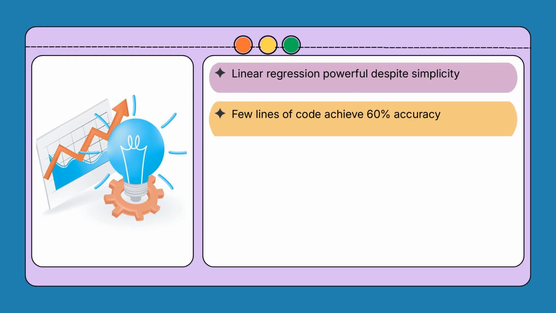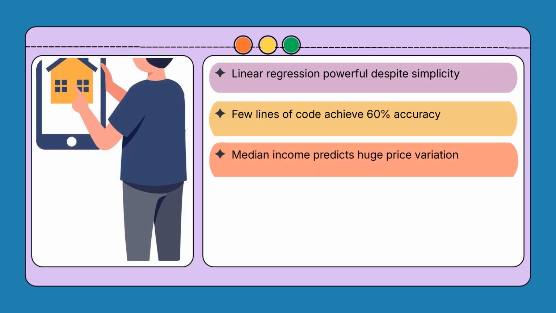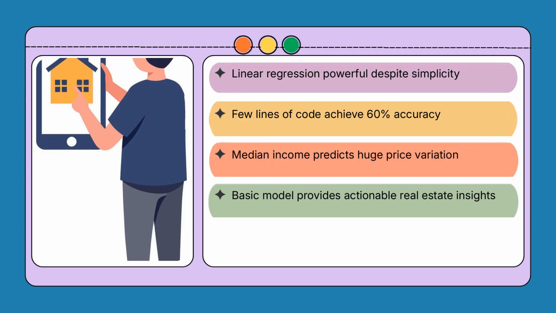Second, feature selection matters enormously. Median income alone can predict a huge portion of price variation. Third, even a basic model provides actionable insights. Real estate agents could use this to quickly estimate property values and identify undervalued listings.